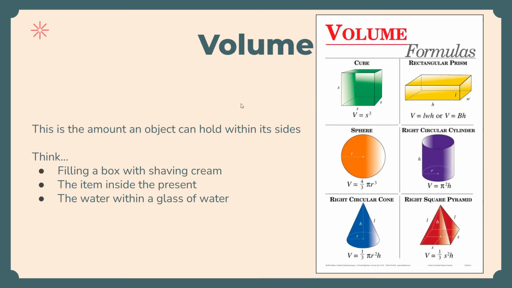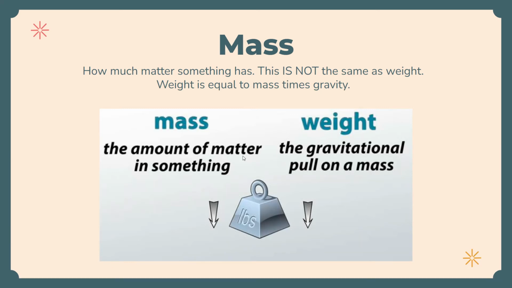Now volume. This is how much an object can hold within itself. So think filling a box with shaving cream. Anything inside. And you can think about when you're wrapping the box, the item that's actually inside of the box that you're wrapping. That's your volume. So the wrapping paper is the surface area. The gift inside is the volume. And then the water within a glass of water. All these are different examples of volume. And over here, you can see different equations for volume.